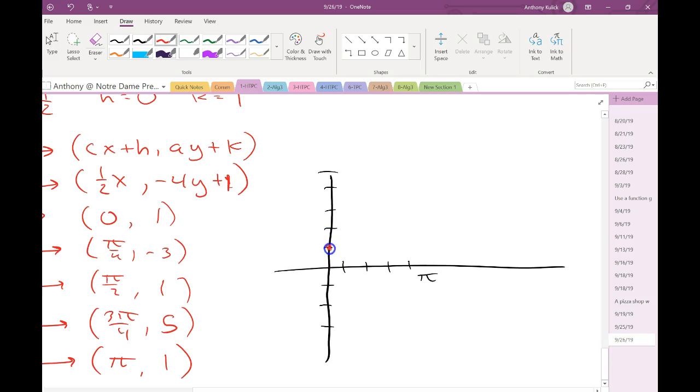So I have 0, 1, pi over 4, negative 3, pi over 2, positive 1, 3 pi over 4, positive 5, and then pi, 1. So that's my graph from the interval negative pi to positive pi.